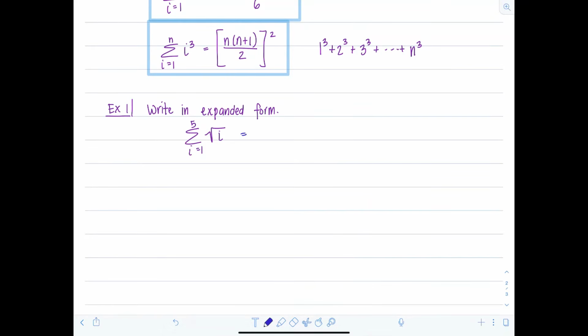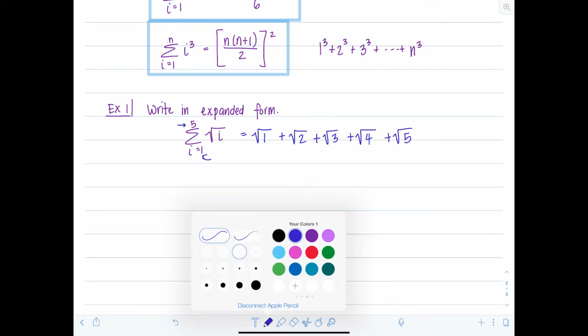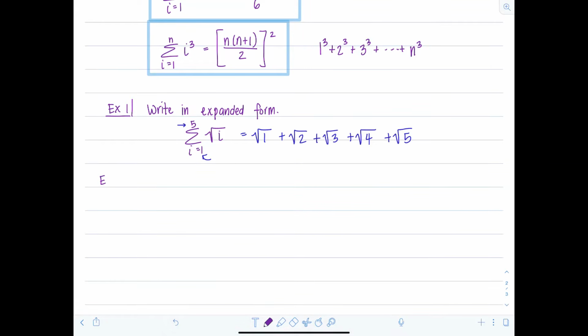So the first term is going to be square root of, I'm starting here at 1, plus, and then I'm going to fill in everything up until 5. That's the last number I'm going to substitute in for i. So rad 1 plus rad 2 plus rad 3 plus rad 4 plus rad 5. And we're done. We were just asked to write it in expanded form. So stop there. Okay, next example.